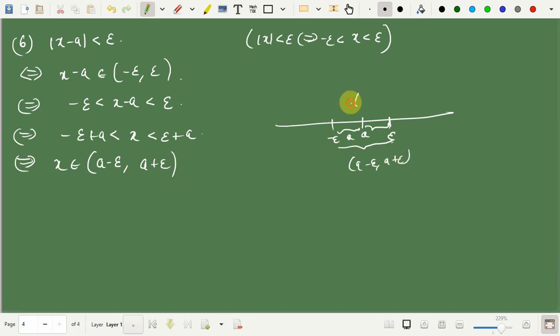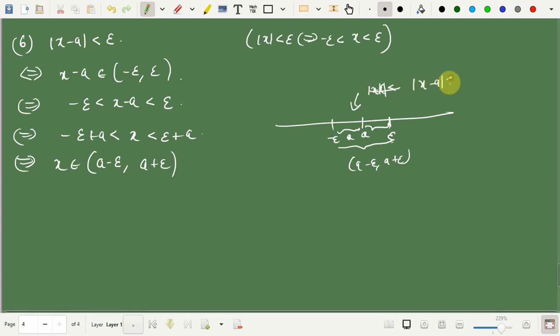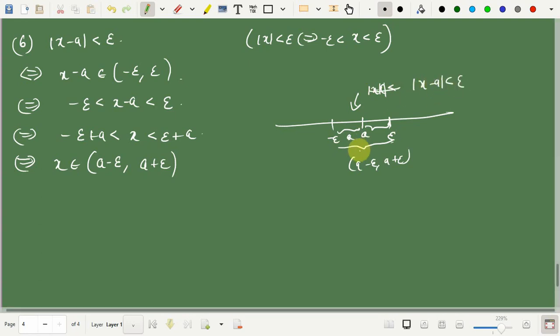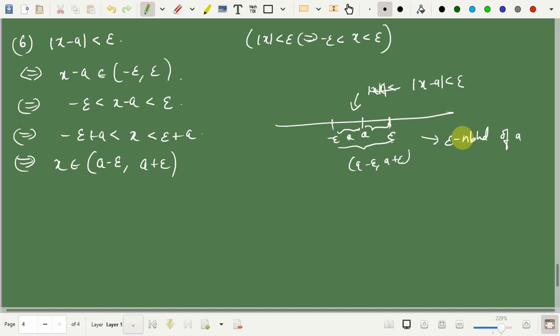So, whenever x belongs to here, I can say that mod of x minus a is less than epsilon, and if the endpoints are included, in that case we include the equality over here also. This is basically called the neighborhood or the open ball of a, the epsilon neighborhood of a. Okay. So, this is called the epsilon neighborhood of a, or it is also called the open ball around a with the radius epsilon.